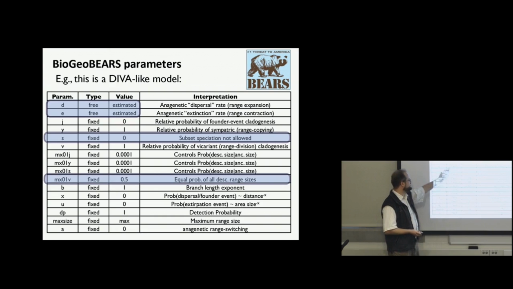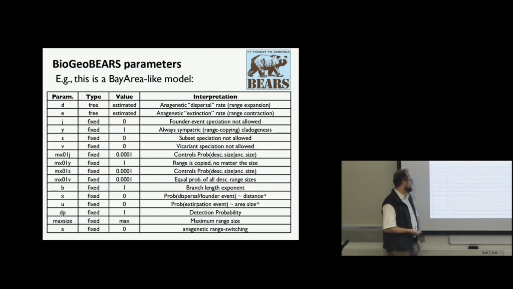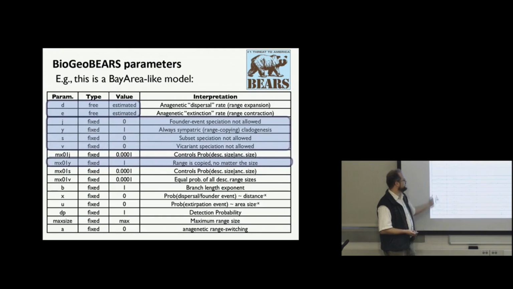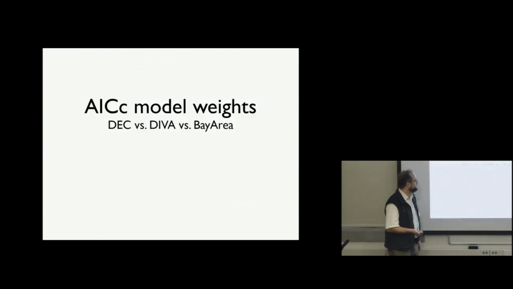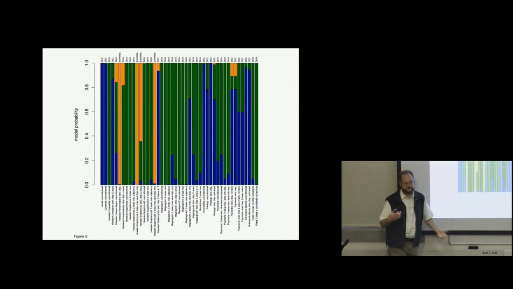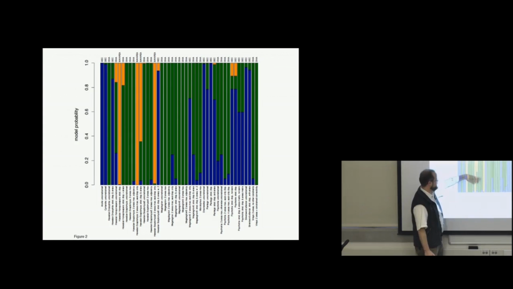This is to produce a DIVA model. You just change some parameter values. To produce a BayArea model, you change some other parameter values. And then you can calculate this. You could even do a standard discrete character model if you wanted, although I haven't played with it very much yet. The nice thing is you can get likelihoods under all these models, and then you can do model weights and compare. So this is comparing the 3 different models without founder event speciation. So there's 3 colors and 3 models, and the best model for each of these data sets, which is things like Hawaiian Drosophila, Hawaiian silverswords, Hawaiian leafhoppers, all these different Hawaiian groups.